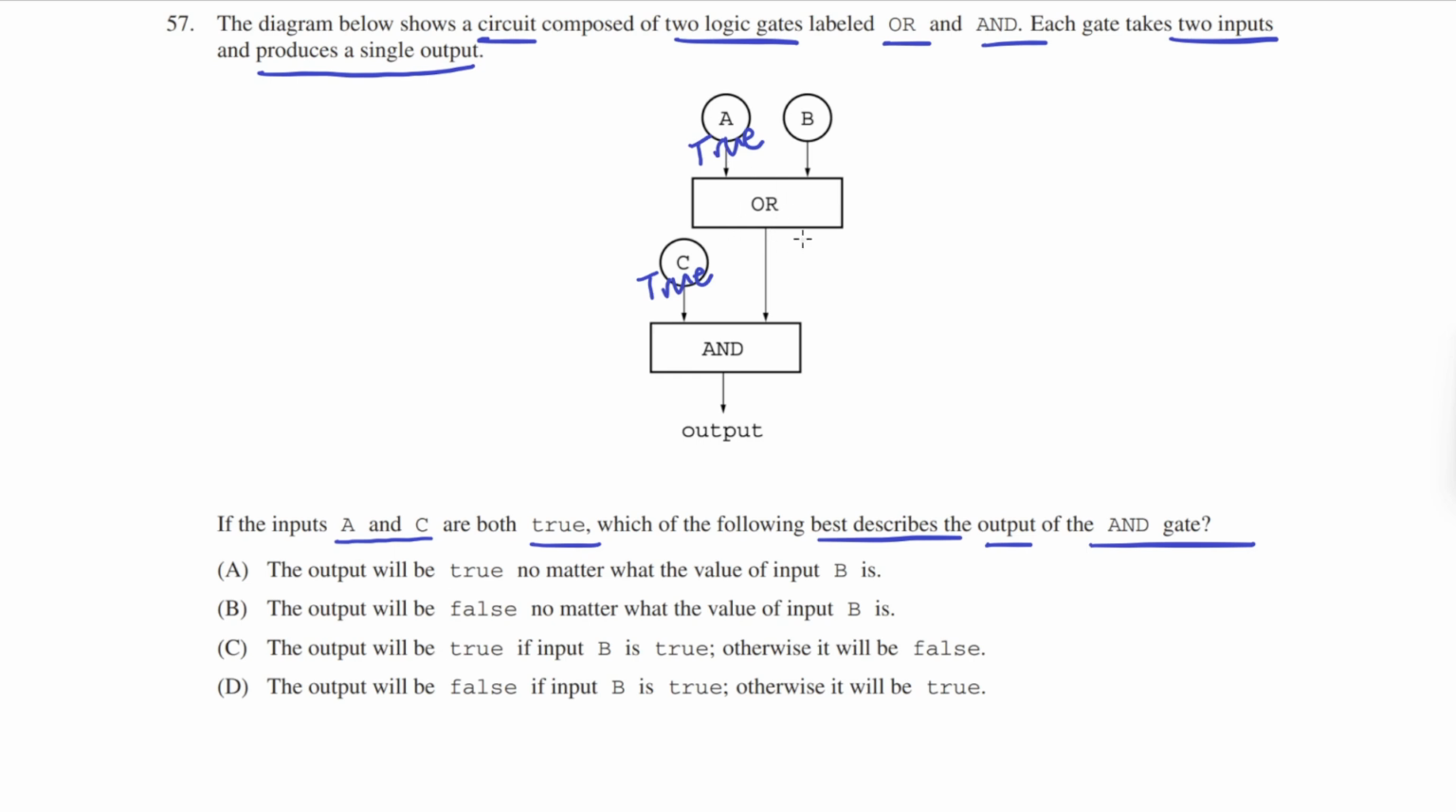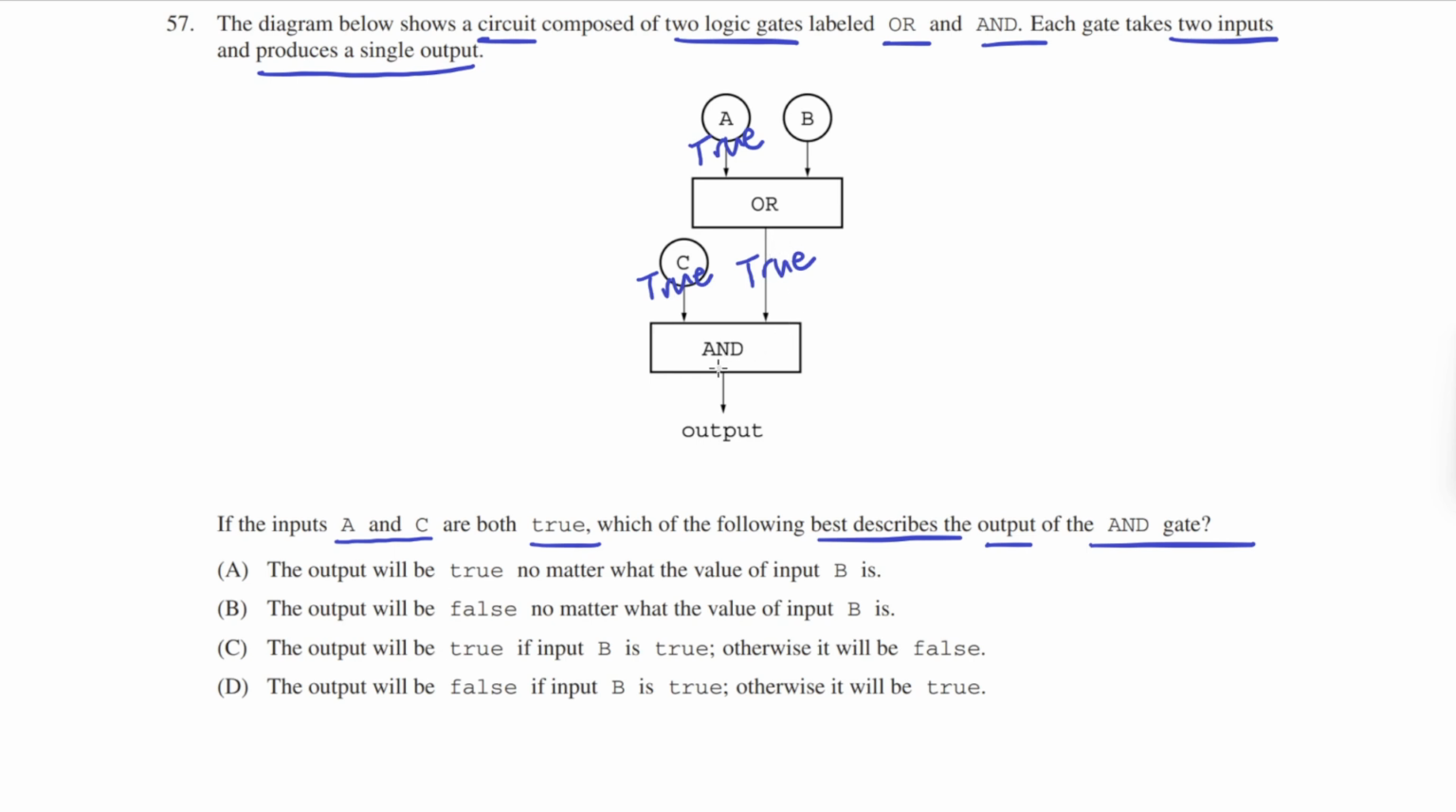Since this is an OR gate and one of our inputs is true, the result of this OR gate is always going to be true, because an OR gate checks if either one of the inputs is true. If A is true, then the OR gate produces a true output. If B is true, the OR gate produces a true output, or if both are true. So it doesn't matter whether B is true or false. Since one of the inputs is already true, the OR gate will always return true.